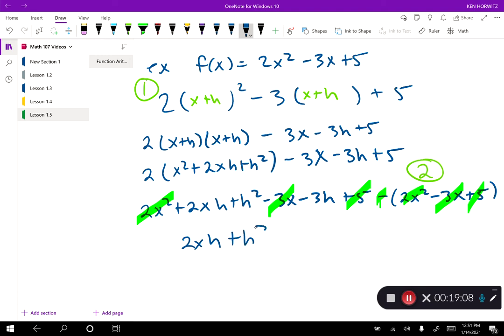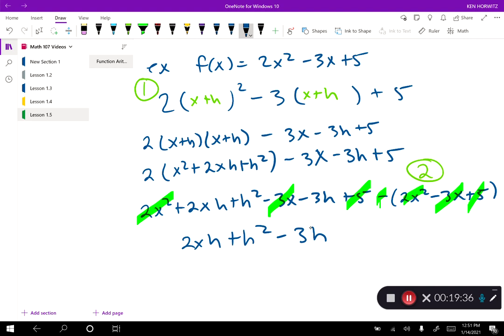2xh plus h squared minus 3h. Now, I look real quick. Everything has an h in it. I'm feeling pretty good about where I am. It doesn't necessarily guarantee I've done everything perfectly, but if everything doesn't have an h in it, something went wrong, which means you're probably better off going back to the previous step rather than moving on, because if something's wrong here, it ain't going to get fixed later.